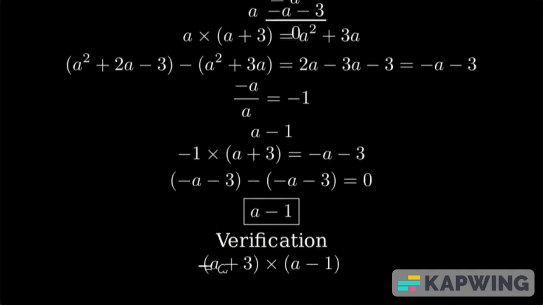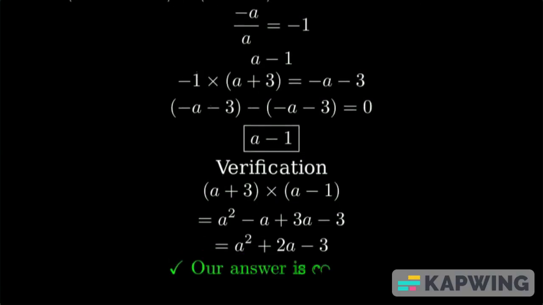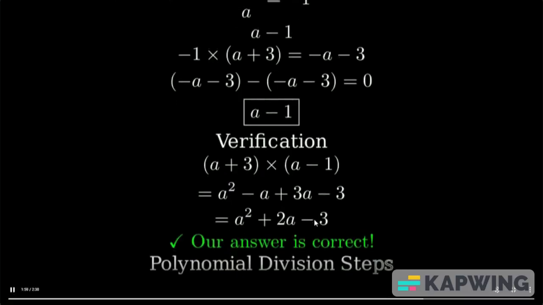Let's verify our answer by multiplying the divisor by the quotient and checking if we get the original dividend. The divisor is a plus 3, and the quotient is a minus 1. When we multiply them, we get a plus 3 times a minus 1 equals a squared minus a plus 3a minus 3, which simplifies to a squared plus 2a minus 3. That matches our original dividend, so our answer is correct.